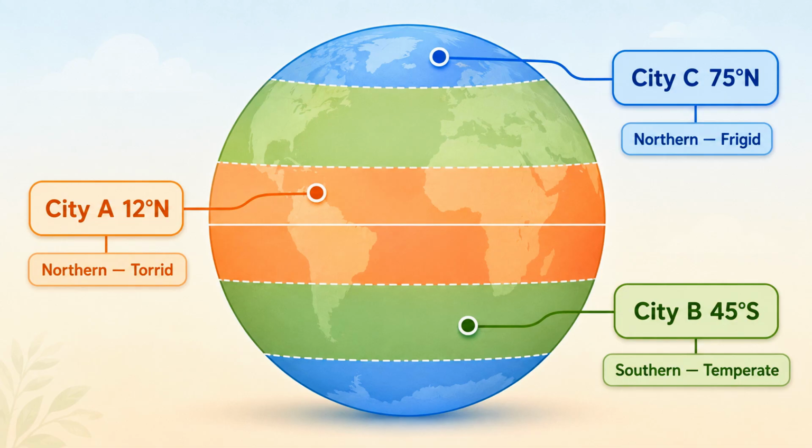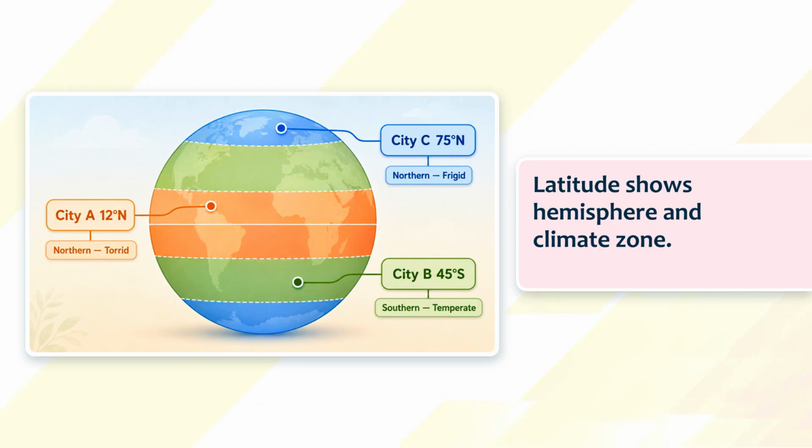Latitude tells both hemisphere and broad climate zone. 12 degrees north is northern hemisphere and torrid, 45 degrees south is southern hemisphere and temperate, and 75 degrees north is northern hemisphere and frigid. The paired result tags reveal the 2 questions answered by one label. Latitude shows hemisphere and climate zone.